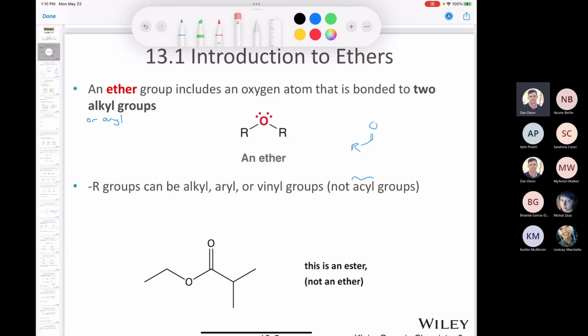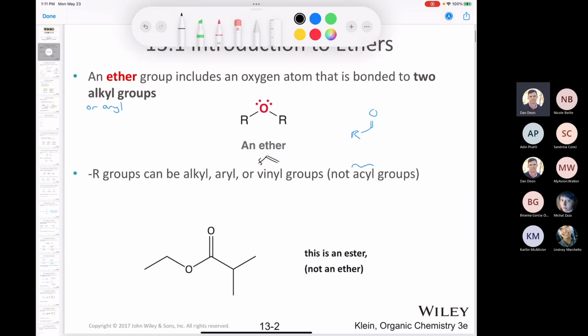So again, the R groups can be alkyl, aryl, or vinyl. And if you can't remember what a vinyl group is, a vinyl group is nothing more than a carbon-carbon double bond coming off like that. That would be a vinyl group. All right, so ethers, we know what an ether is. Well, let's move on from there now that we know what an ether is. Where would you find an ether?